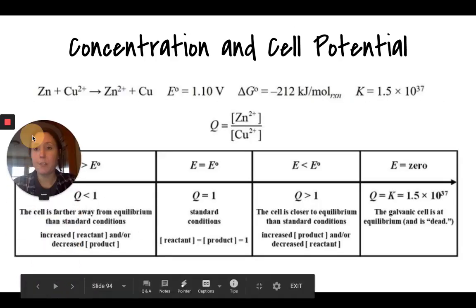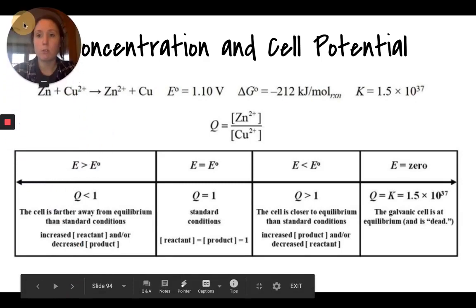Here's a summary of this information in chart form. Don't know where to put me. There you go.